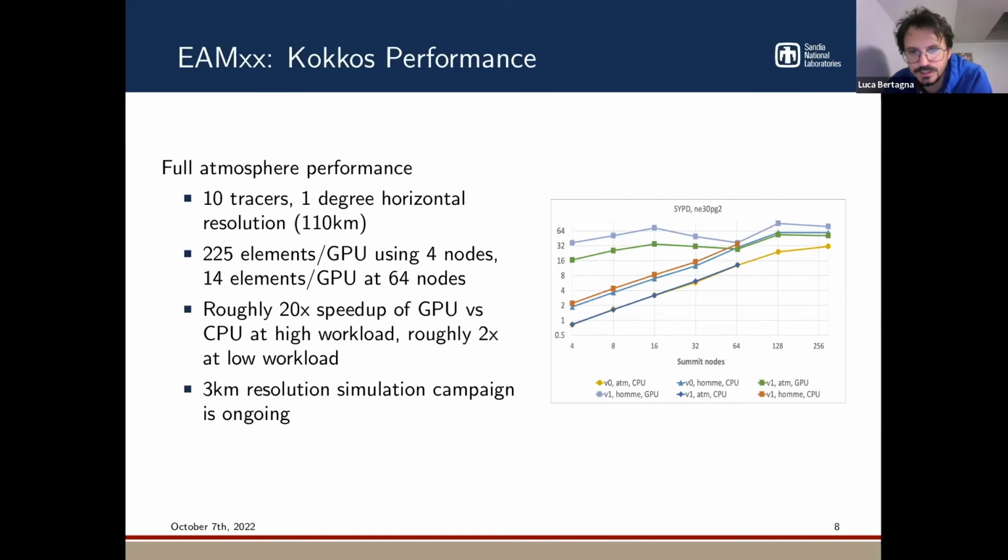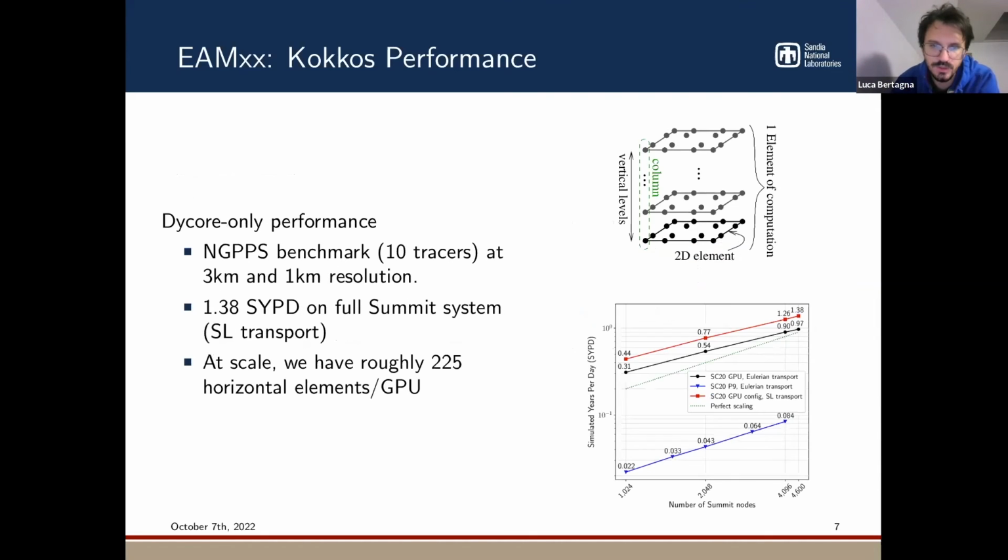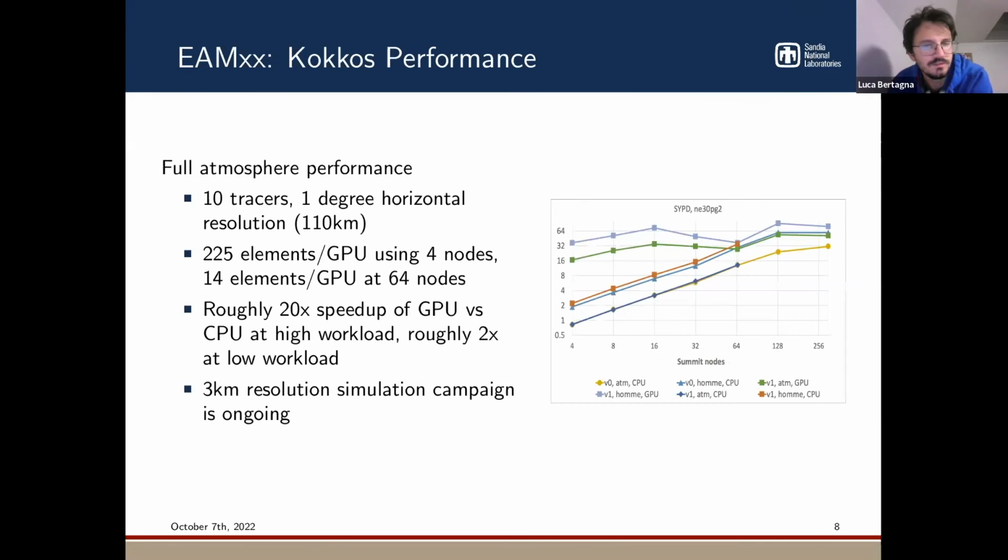So the host one scales perfectly, and you're probably puzzled why the GPU one does not scale so well. But as I mentioned earlier, at the rightmost point of the previous slide, we were at 225 elements per GPU. If you look at the leftmost point here on 4 nodes, we have the same workload on the GPU, since the problem is smaller. So roughly 225 elements per GPU. When we increase the node count up to 64 nodes, we have 14 elements per GPU, and that's a very small amount of work for a GPU.